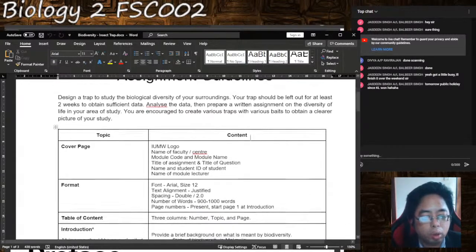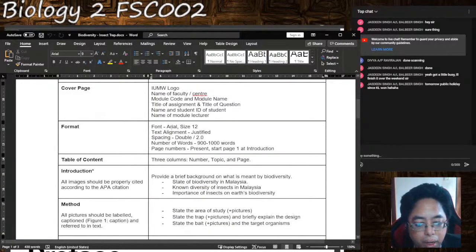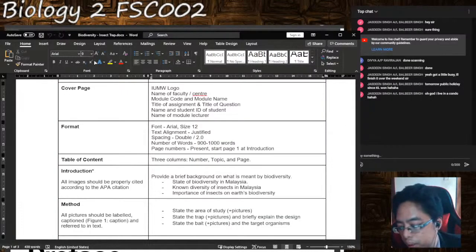Okay, so here will be the cover page. As usual, it's similar to the other subjects, I think. You have the logo, faculty, module code, module name. Format, it's just the regular format of the Word document. You can use Arial, but the size needs to be bigger.